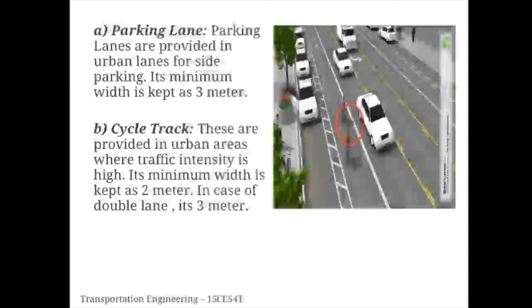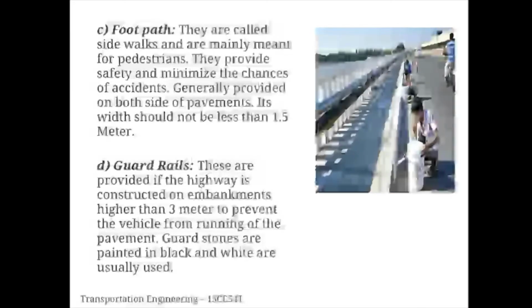In case of double lane, it's 3 meter. In the picture, you can see there is a cycle lane provided, right? And footpaths are called sidewalks and are mainly meant for pedestrians. They provide safety and minimize the chances of accidents, and are generally provided on both sides of the pavements. Its width should not be less than 1.5 meter.